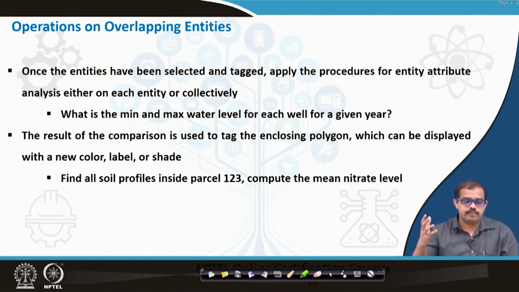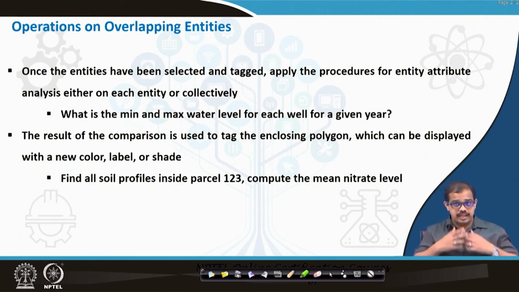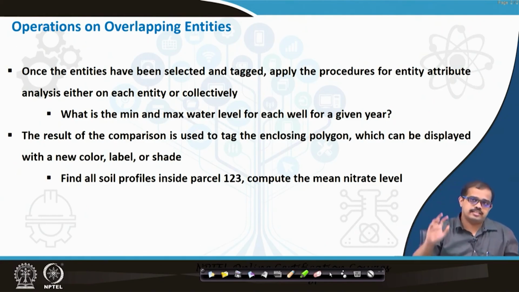Once the entities have been selected and tagged, we have to look at entity analysis, either on each entity or collectively. I have spoken about this before also. For example, what is the minimum and maximum water level for each well? When you are looking at each well, it is each entity. If you are looking collectively at all the wells in the area in a given year, then you are looking at the entire area.